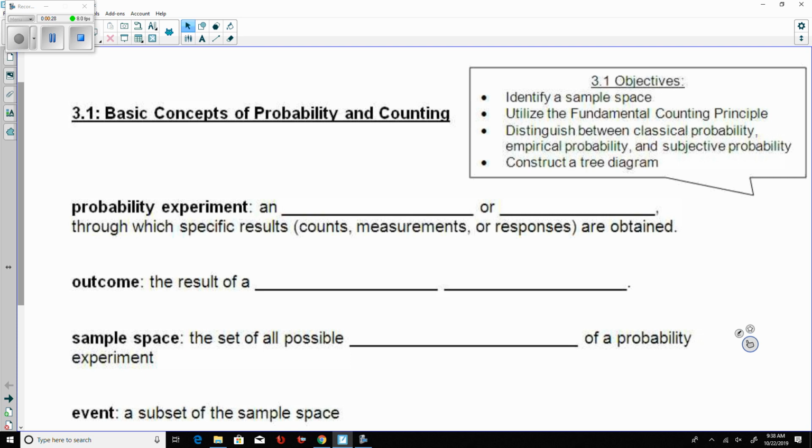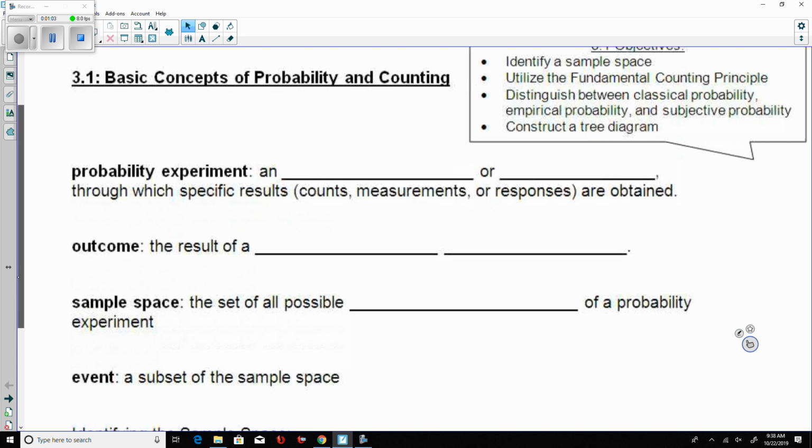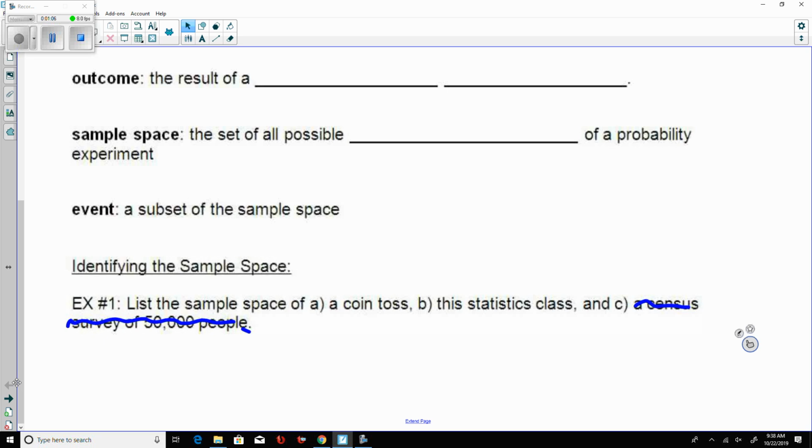Okay, so your probability experiment, it's an action or trial through which specific results, counts, measurements, or responses are obtained. That's right in that little box there on page 132. So your outcome is the result of what? Of a single trial. Good. The sample space is the set of all possible outcomes of a probability experiment. And the event is a subset of the sample space. So these are terms that they will use in their explanation and the writing. These are terms that I will use on quizzes and tests of things that you will have to find.